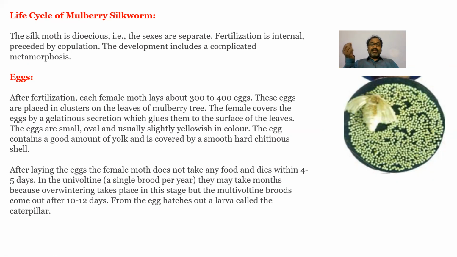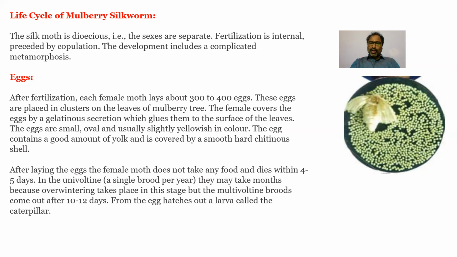The female covers the eggs by a gelatinous secretion which glues them to the surface of the leaves. Where do they lay the eggs? Normally, if we culture them, we place the eggs on mulberry leaves. But naturally, the female covers the eggs by a gelatinous secretion underneath the leaves, at the back of the leaves, by attaching the eggs with a certain glue secretion.